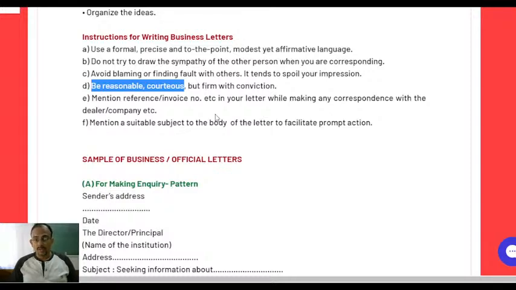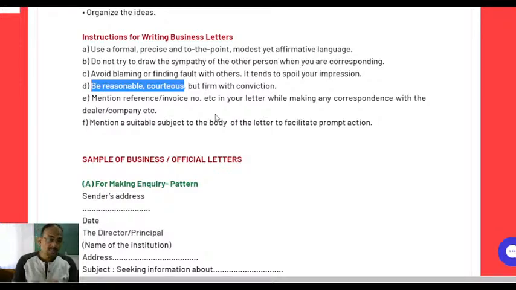But please do not be very strict in your draft, and please do not find fault with the dealer because it is not their fault, right? Sometimes things come even in sealed packages damaged. There are so many factors, and mostly it happens during transit, during the time of traveling, right? And then mention reference, invoice number, etc. in your letter while making any correspondence with the dealer or company.